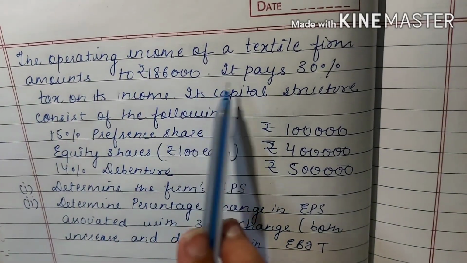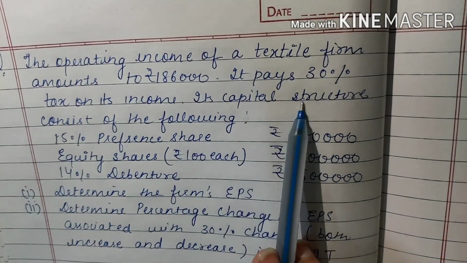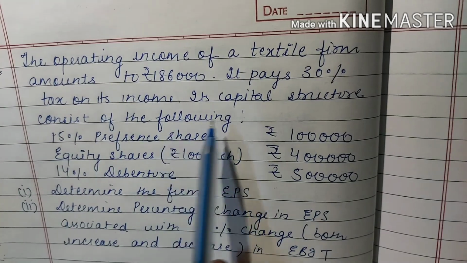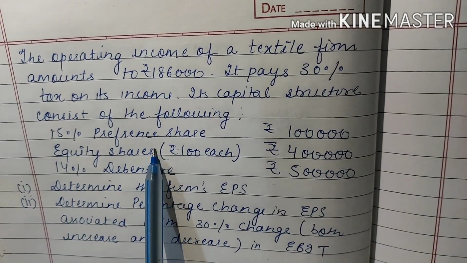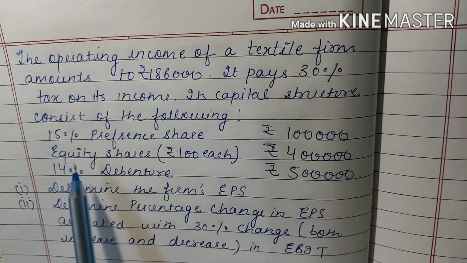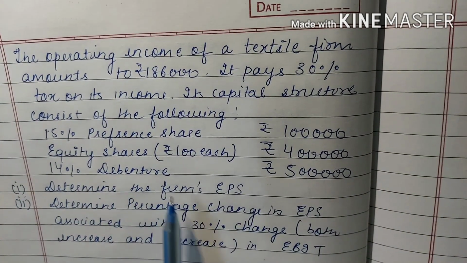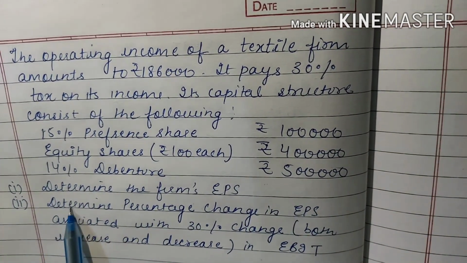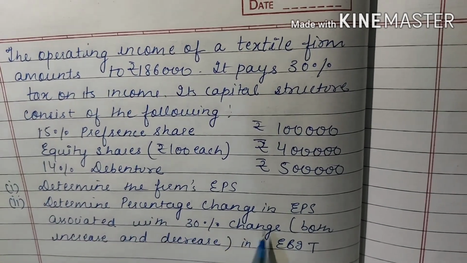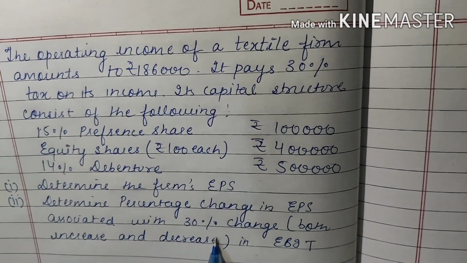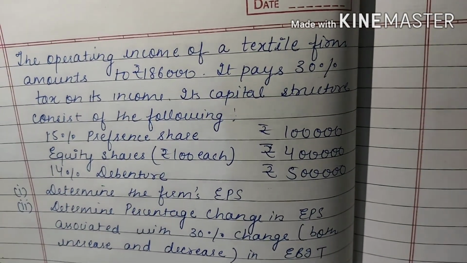The operating income of a textile firm amounts to rupees 1,86,000. It pays 30% tax on its income. Its capital structure consists of the following: 15% preference share, rupees 1 lakh, equity share of 100 each, rupees 4 lakh, 14% debenture, rupees 5 lakh. You have to determine the firm's EPS, and second, determine the percentage change in EPS associated with 30% change in both increase and decrease in EBIT.